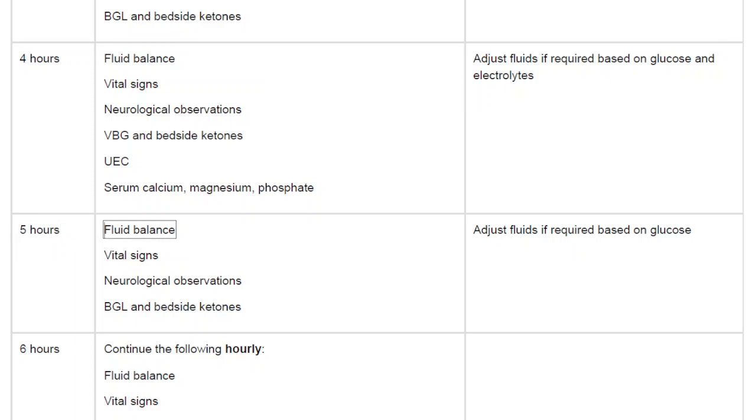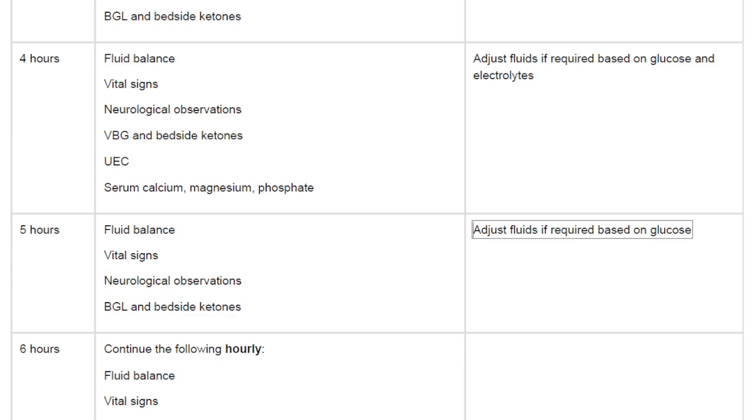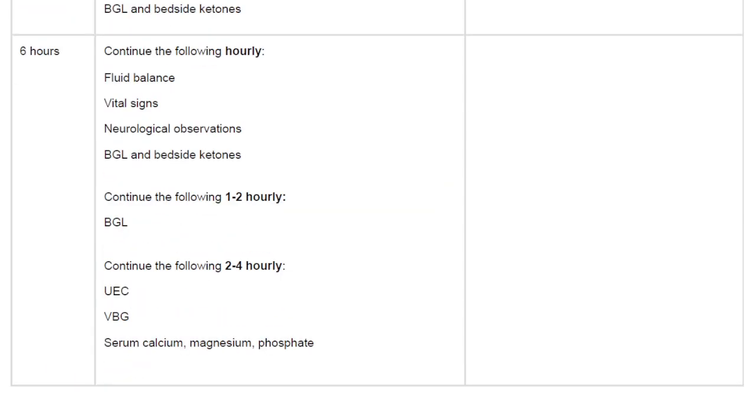5 hours. Fluid balance, vital signs, neurological observations. BGL and bedside ketones. Adjust fluids if required based on glucose. 6 hours. Continue the following. Hourly: fluid balance, vital signs, neurological observations, BGL and bedside ketones.